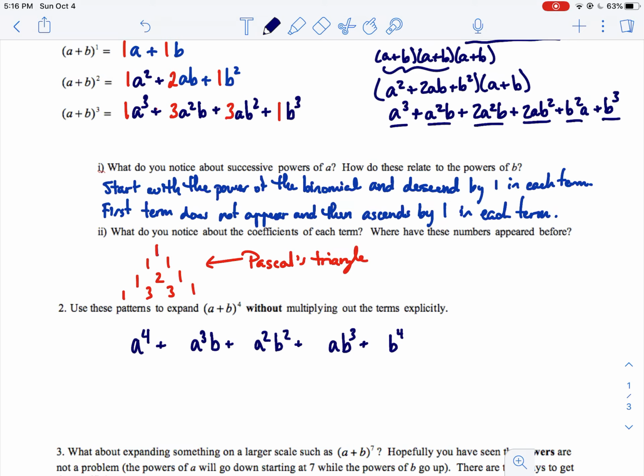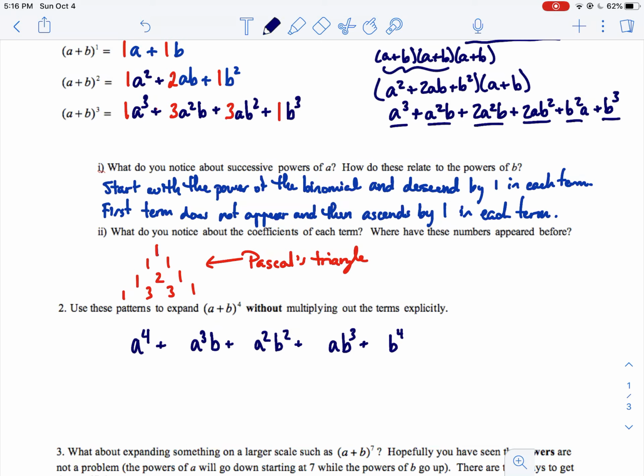So looking at the powers, right? The a starts out to the fourth because we're raising the whole thing to the fourth. Then it drops to cube, squared, a to the first, gone. Meanwhile, there is no b. Then it's b to the first, b squared, b cubed, b to the fourth.